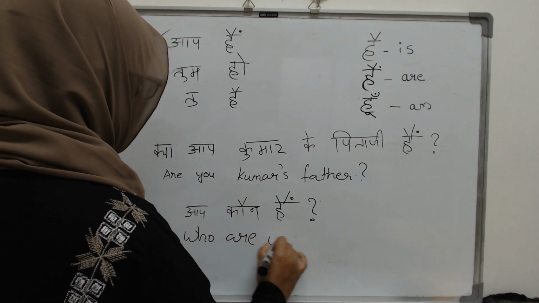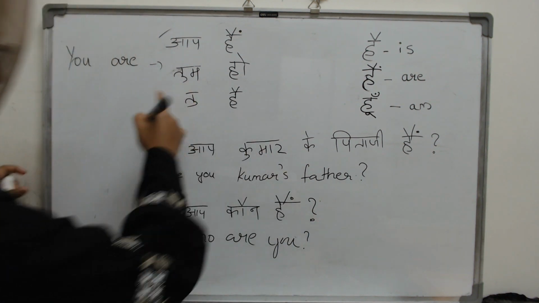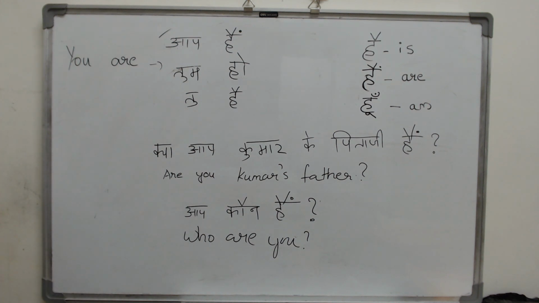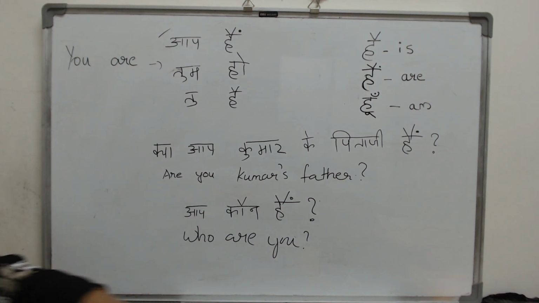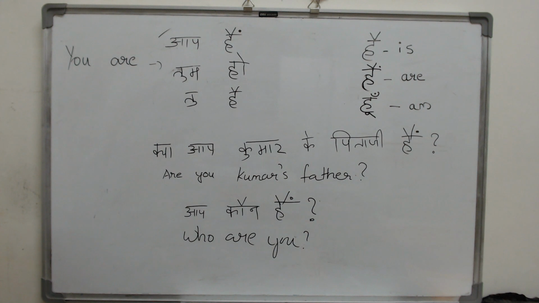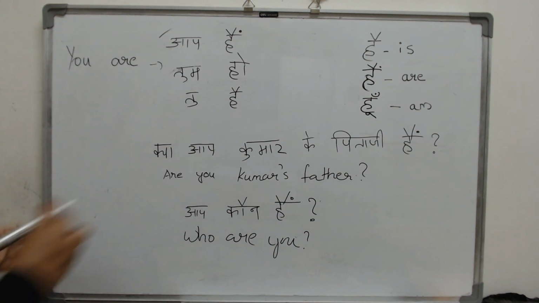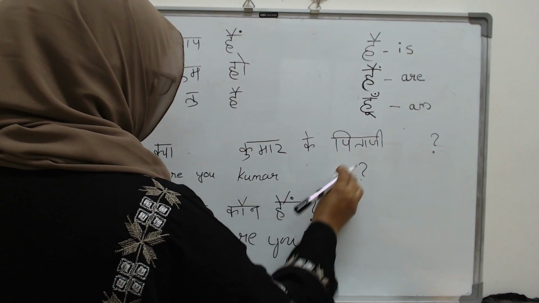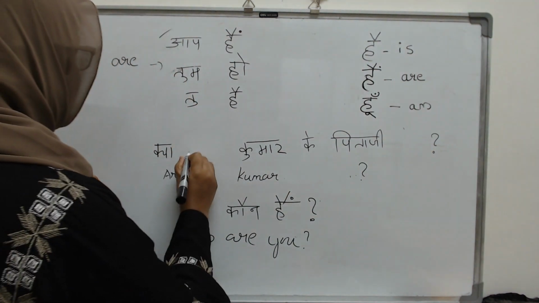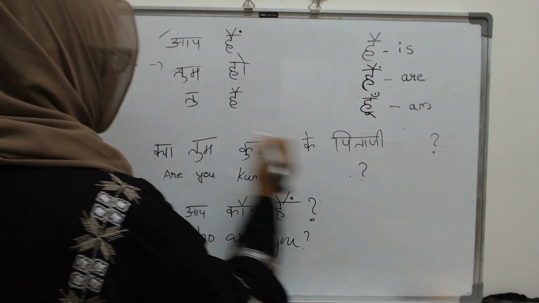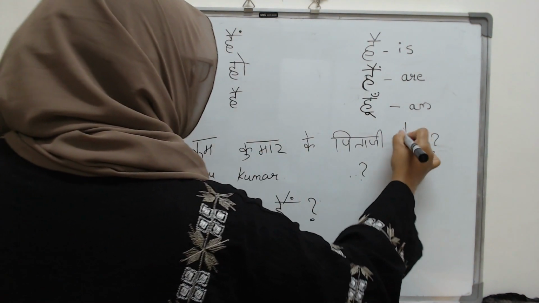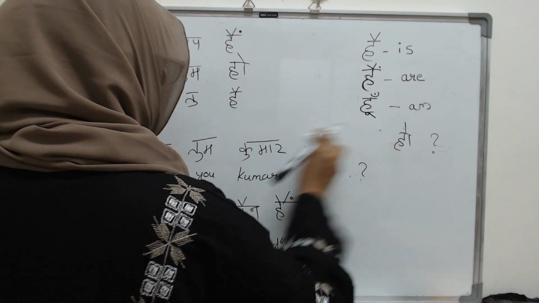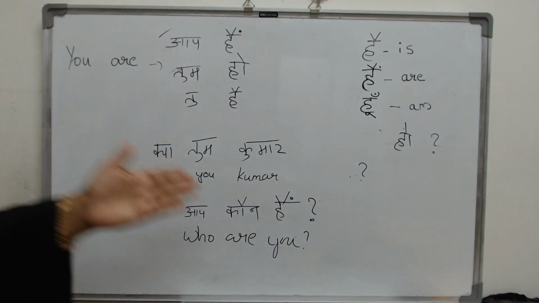Now, what is the next set? Next is tum and ho. Tum is when you are talking to someone equal to you. Maybe your friend in your class or maybe your neighbor, and then you use the word tum. So what do you have? Now this is not Kumar's father. This is not someone older. This is someone just equal age as you. So, kya tum Kumar ho? Are you Kumar?